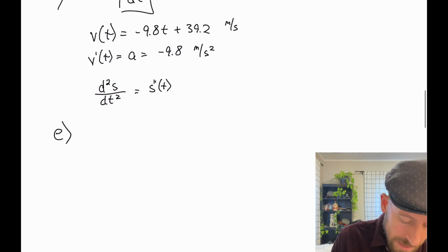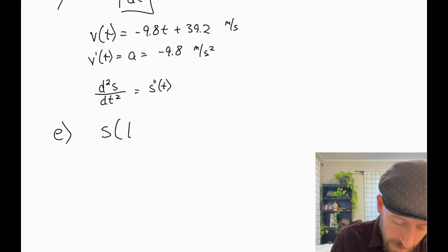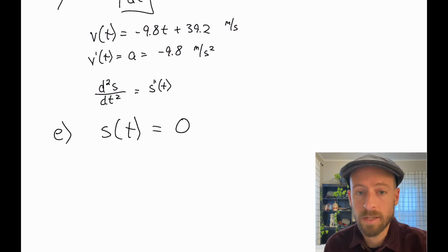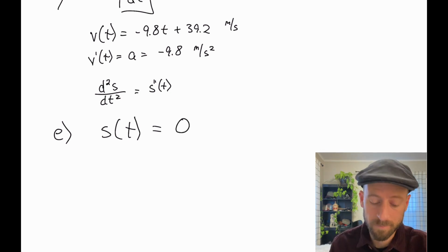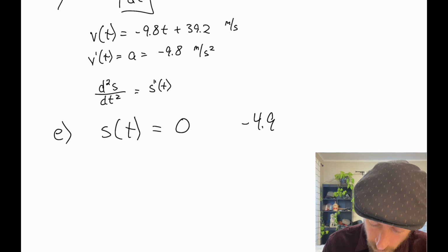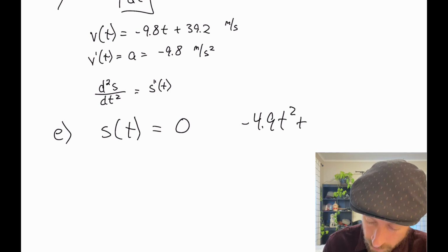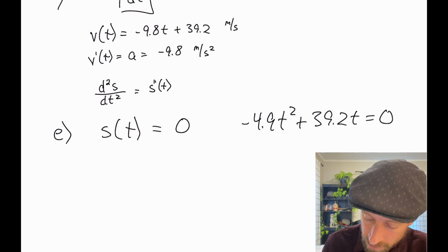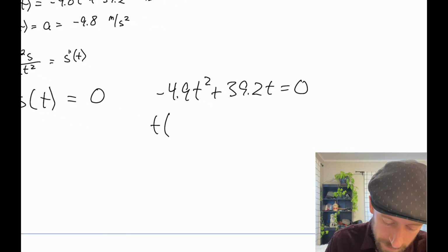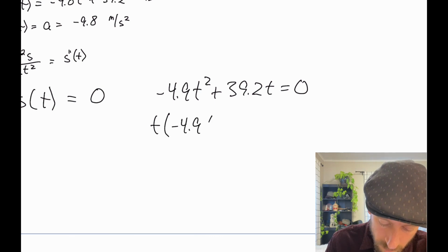So A, B, C, D, E. We're going to take s of t. That tells me the distance from the ground. So the distance will be 0 at what time is what I'm trying to figure out. So I want to take that original negative 4.9t squared plus 39.2t. I want to set that equal to 0. And what I want to do is factor out a t. So this is just all algebra at this point.